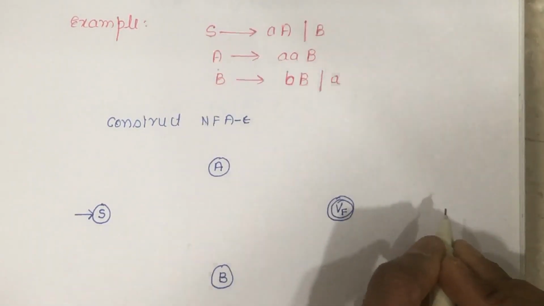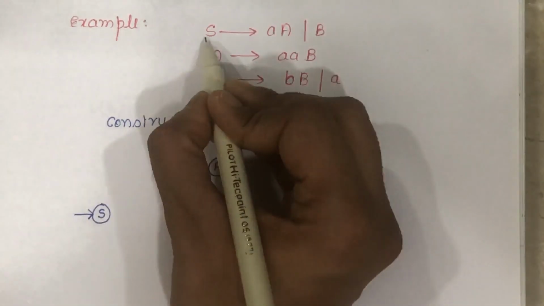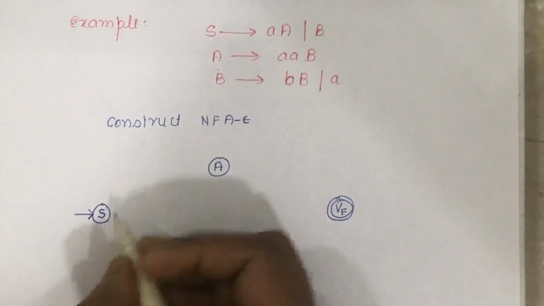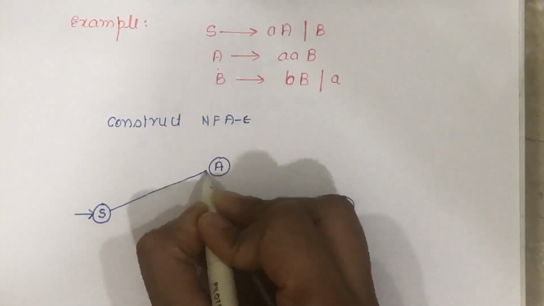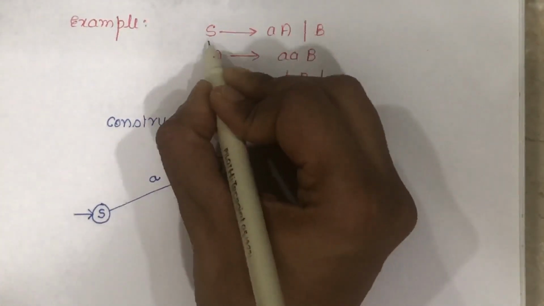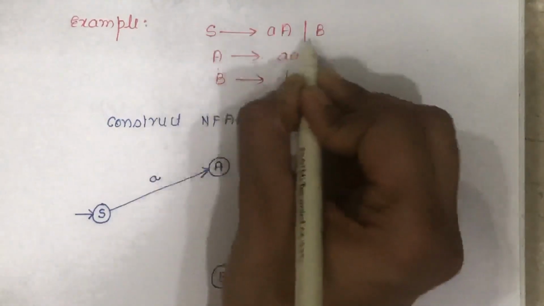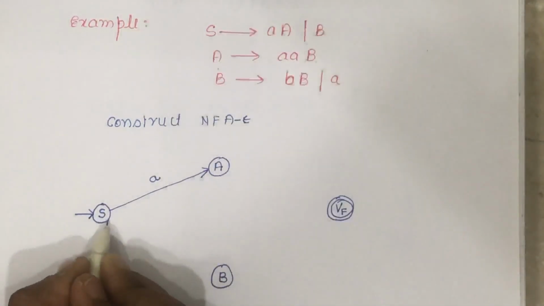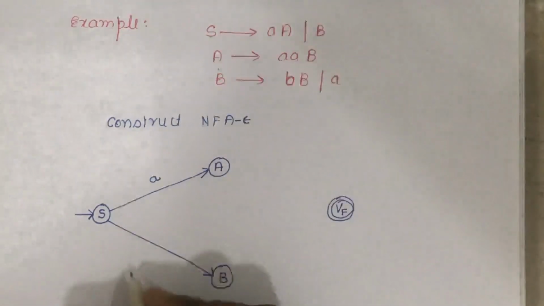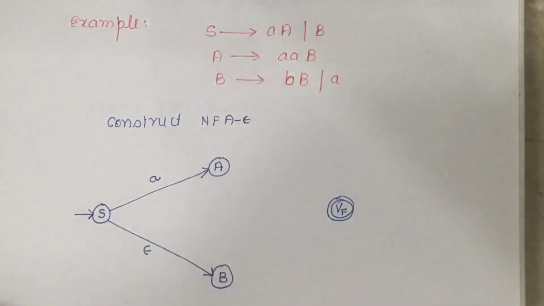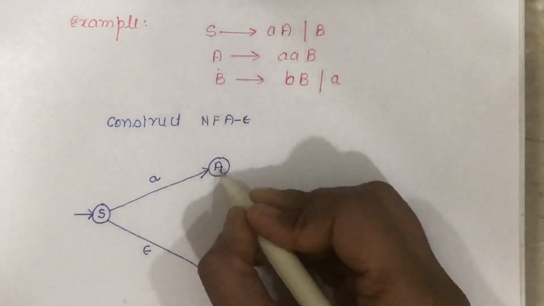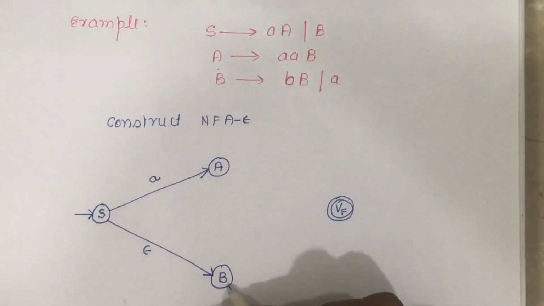Now how will transitions be marked? At state S, the production is S to AA. So at state S we can mark a transition from S to A for symbol A, S to AA. Now another alternate is S to B. So for S to B we can mark a transition, but before B there is no terminal. So here on the transition we'll mark epsilon. Now next is A to AAB. So from A to B we'll mark a transition.